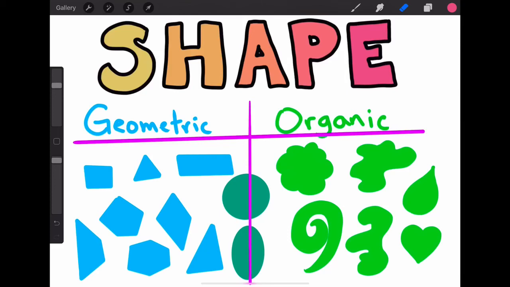So I hope that helps you understand the art element of shape a little bit better. This week's projects are all based off of shapes. So there's going to be no shading. It's all about these flat objects and ways that you can make art out of them.